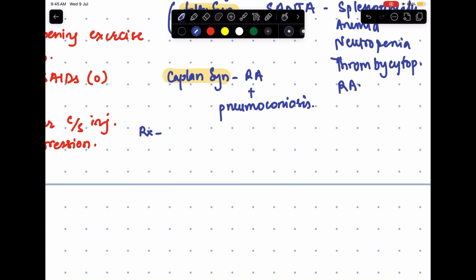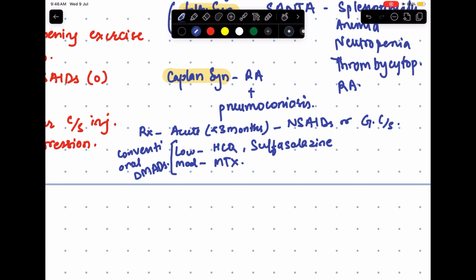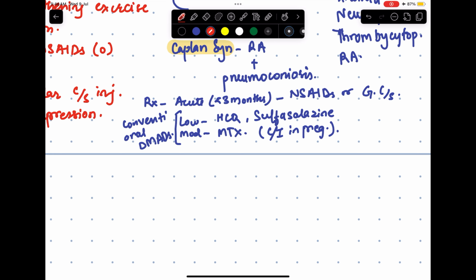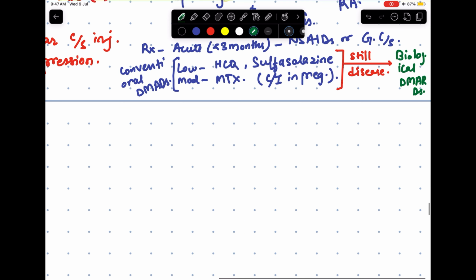Now the treatment. If it is an acute scenario, less than 3 months, then we give simple NSAIDs, or we can even give glucocorticosteroids. But if the symptoms are not resolving, then we shift to conventional oral DMARDs. If the patient has low severity, we can give hydroxychloroquine or sulfasalazine. If the patient has moderate symptoms, we give methotrexate. One thing: you have to avoid giving methotrexate in pregnant women. If the disease still persists, we switch to biological DMARDs, that is, TNF-alpha inhibitors, which could be infliximab or etanercept.